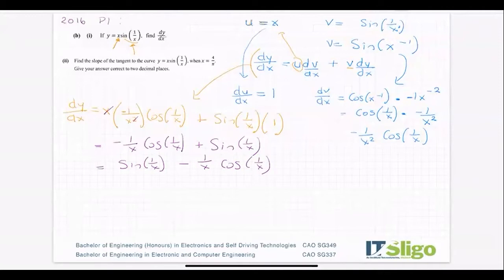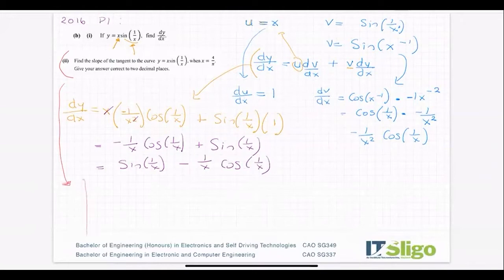Okay, and then I'll do the next bit, which is here. It says, find the slope of the tangent to the curve y is equal to x sine 1 over x when x is equal to 4 over pi. Give your answer correct to 2 decimal places.